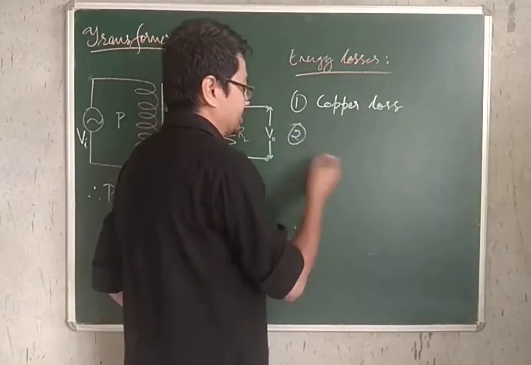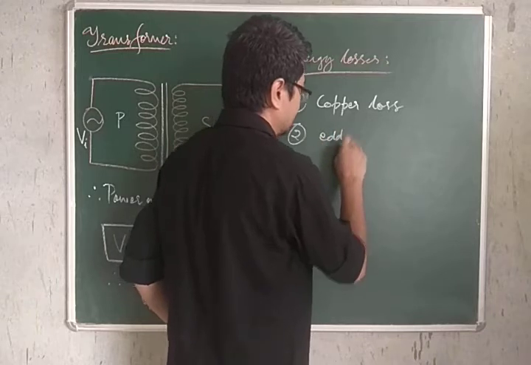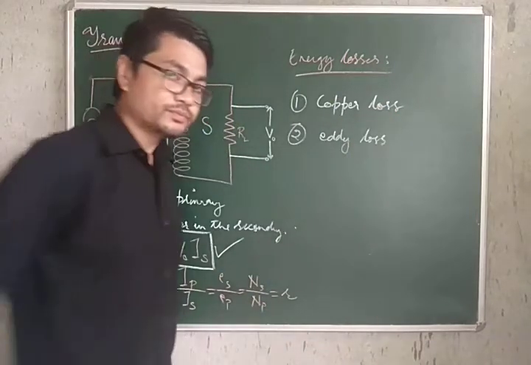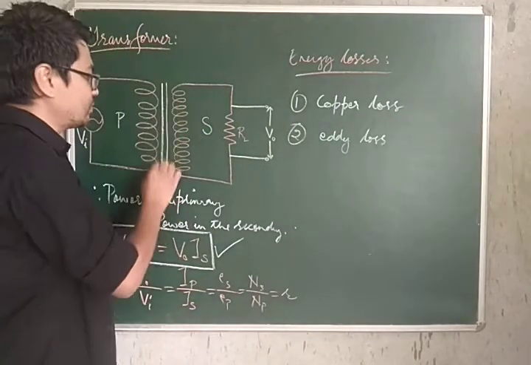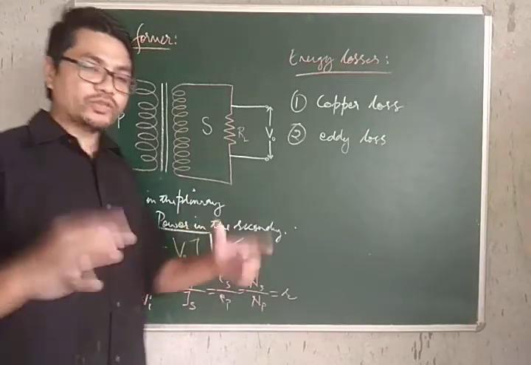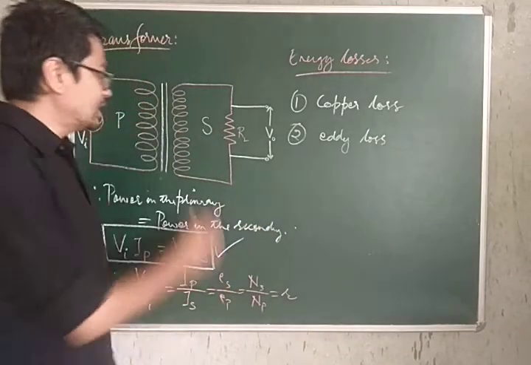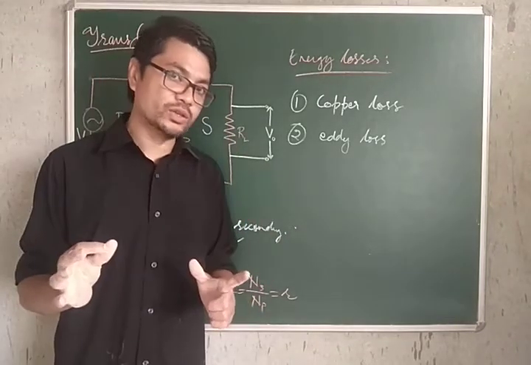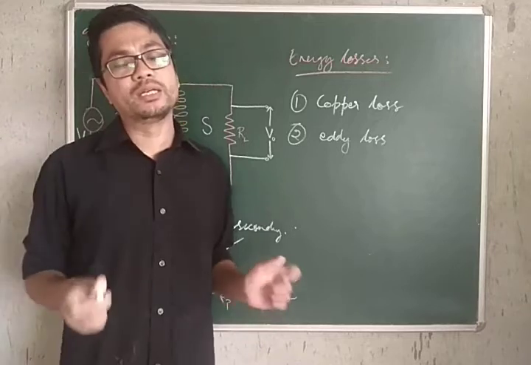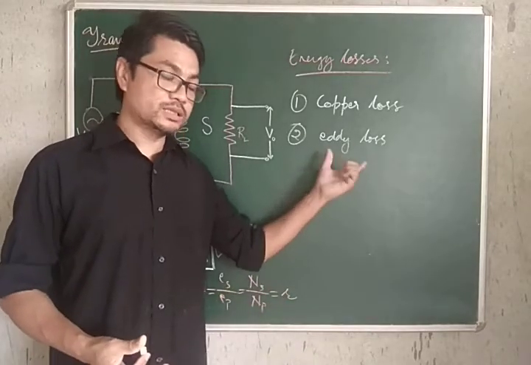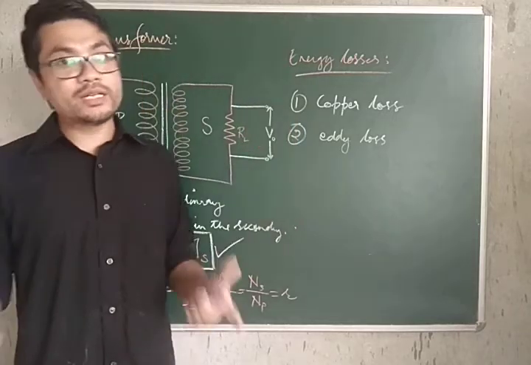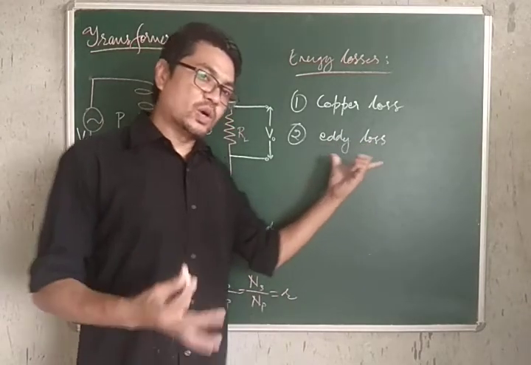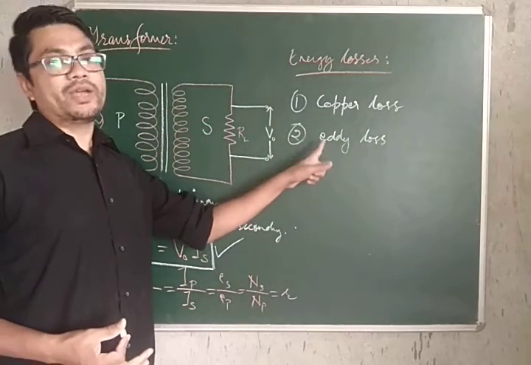Number 2, of course, there will be eddy loss. Now, what is this eddy loss? We have a soft iron core in between the two coils. The soft iron core, of course, is made up of a conductor, and all the while the magnetic flux linked with the conductor is changed. Now, when the magnetic flux linked with the conductor is changed, eddy current is generated in the conductor. And we've already discussed eddy currents. Whenever eddy current is generated, it also produces heat energy. So there is loss of energy because of eddy current also.